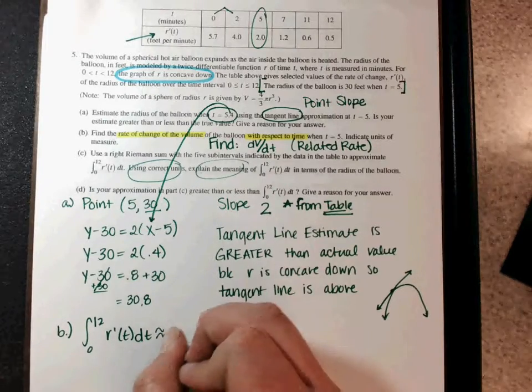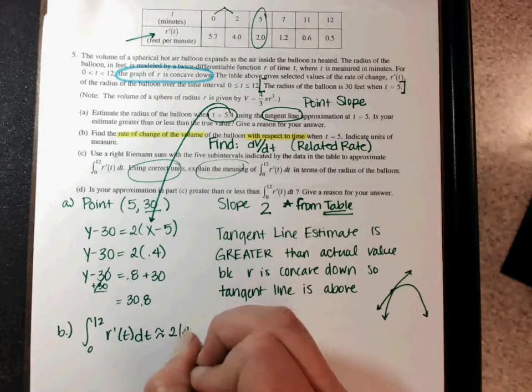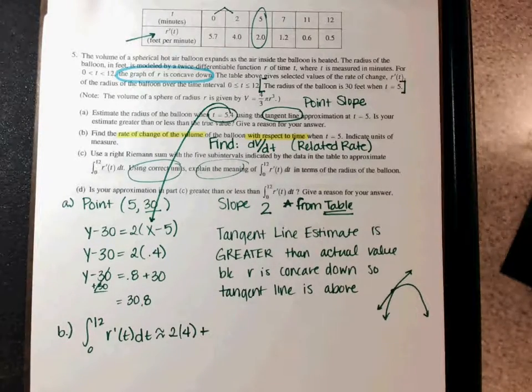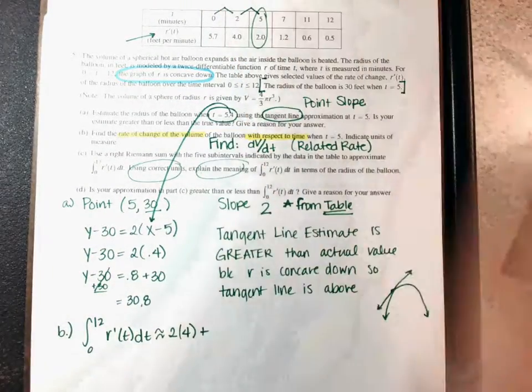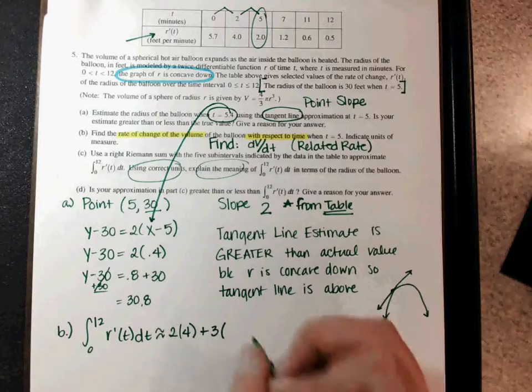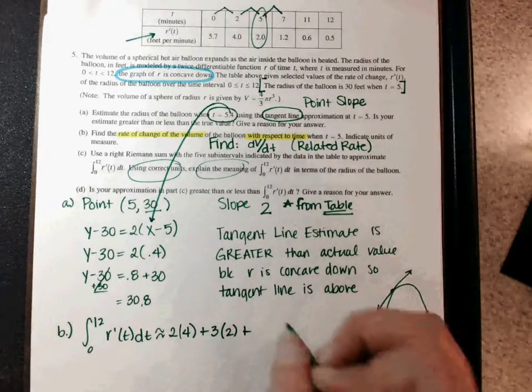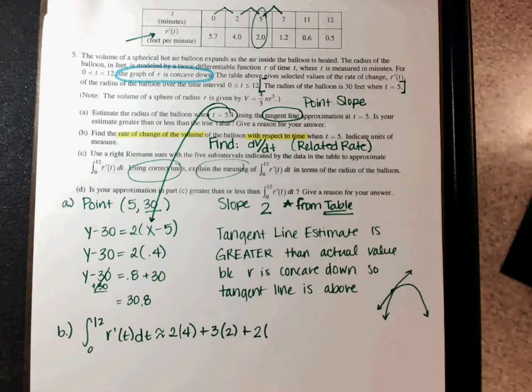And then which is my right y value? 5.7 or 4? 4. Plus. Next interval from 2 to 5, how wide is it? 3. What is my right y value? 2. Plus. Next one from 5 to 7, how wide is it? 2. What is my right y value?